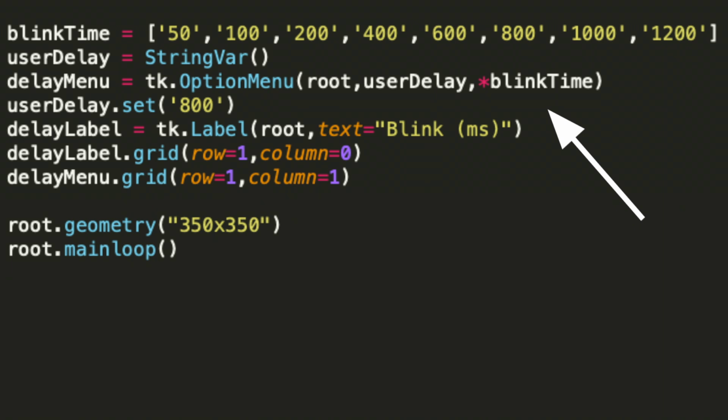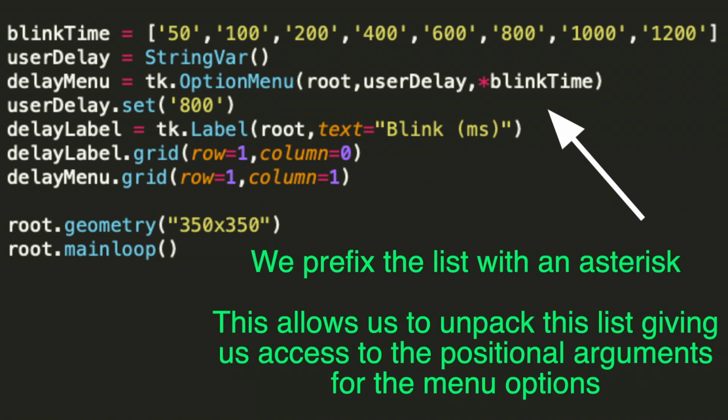tk.OptionMenu and has the three parameters. Root, which is the window in which it is placed. User delay is that string variable we created. And then we have a list that we're referencing. Notice the list is prefixed with an asterisk. This allows us to unpack the list, which gives us access to the positional arguments for the options. So basically, it's a shorthand for actually typing out each individual parameter because the delay menu needs those. It unpacks the list for us.